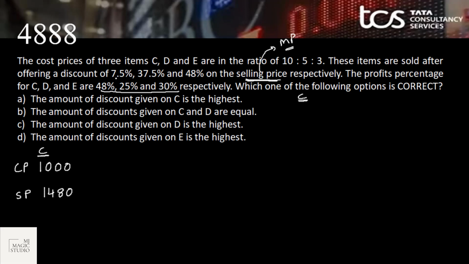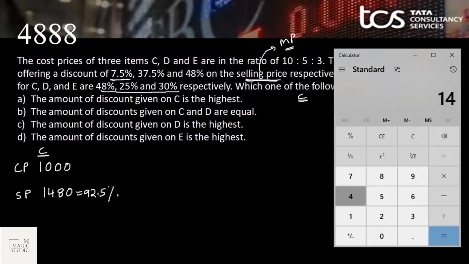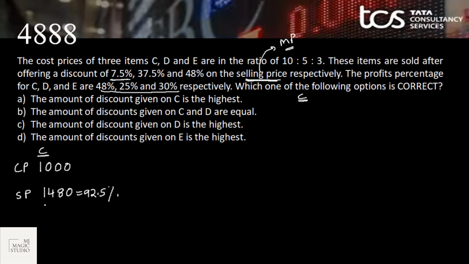Now this selling price is after giving 7.5% discount. Means this selling price is equivalent to 92.5% of marked price. Then how much is the discount? 1480 divided by 92.5 into 7.5. Discount given is 120. On the first element, discount given is 120. Marked price would have been 1,600. Done with C.